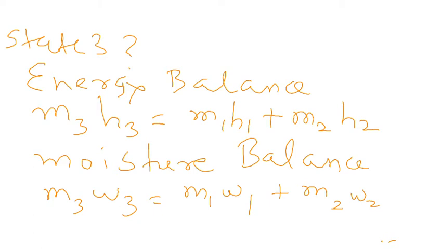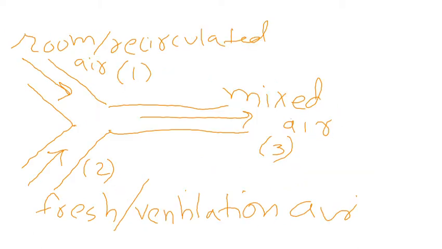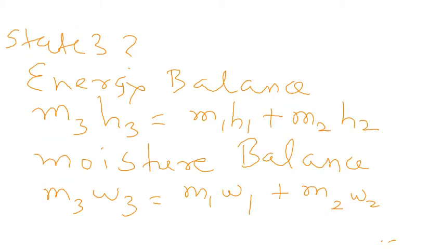So how do we get the state 3? What is the state 3 we said? State 3 is the state of the mixed air. You know the state of the room air or recirculated air. You know the state of the fresh air or ventilation air. And we want to determine the state of the mixed air, that is at the state 3. And how do you do that? We do that by writing an energy balance, that is M3H3 is equal to M1H1 plus M2H2, and by writing a moisture balance, M3 omega 3 is equal to M1 omega 1 plus M2 omega 2.